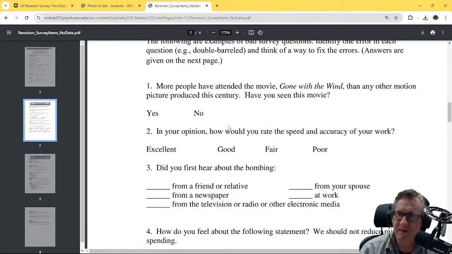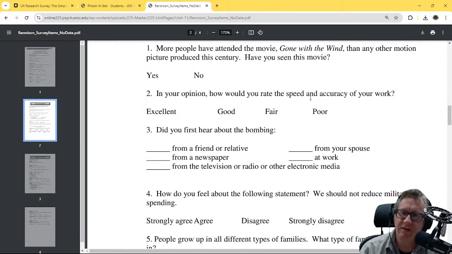Right? Okay. In your opinion, how would you rate the speed and accuracy of your work? I can tell you right now that if my speed is excellent and if I'm moving along at a good clip, my accuracy is probably going the opposite direction, and vice versa. I mean, more accurate takes more time. So that would definitely be a double-barreled question.